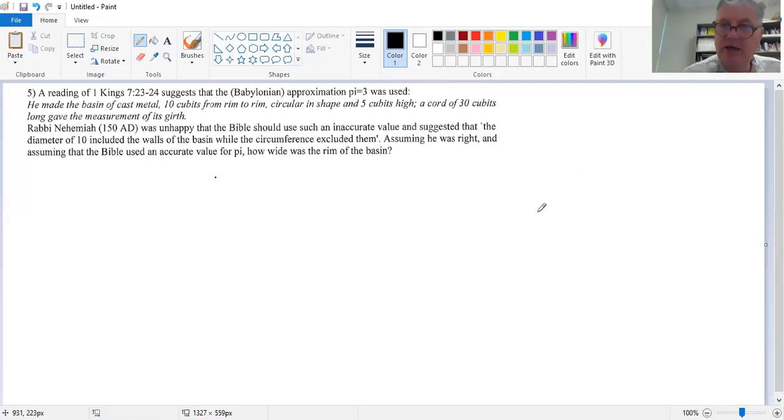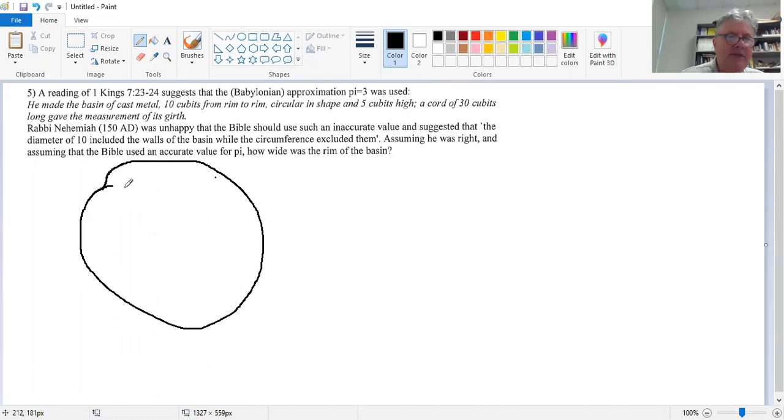Okay, question 5 is this one. This is actually quite a controversial thing, where the Bible says the pi is 3. There's actually been a lot written about this. So Rabbi Nehemiah settled it in this kind of way. He said, well, let's say there's an outer circumference and an inner circumference.